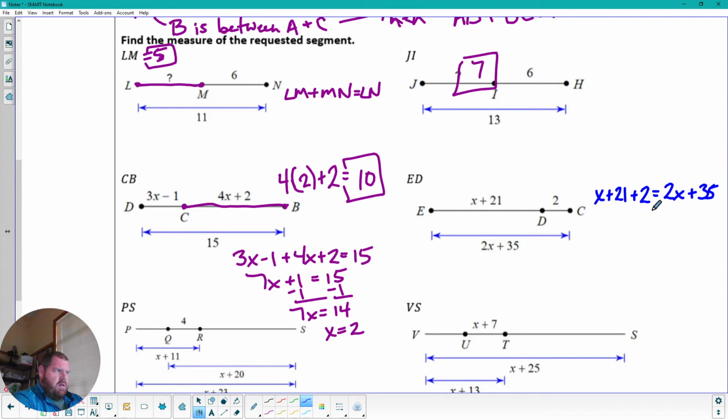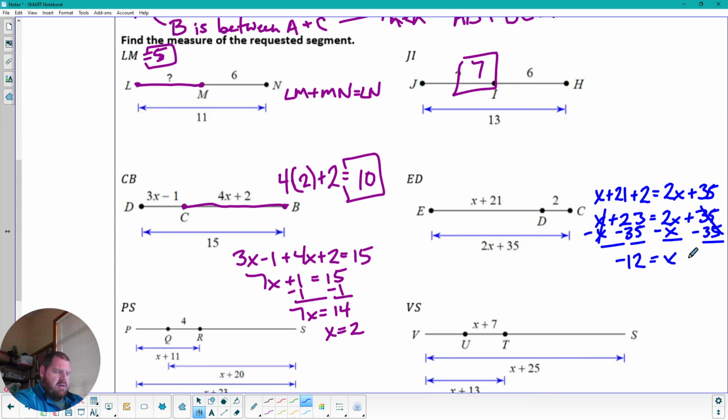X plus 21 plus 2 is really x plus 23 equals 2x plus 35. I can go ahead and subtract x from both sides, and I'm going to subtract 35 from both sides. If you need to do that in 2 steps, feel free, but I'm kind of at the assumption that we can handle this level of algebra. That's going to give me negative 12.